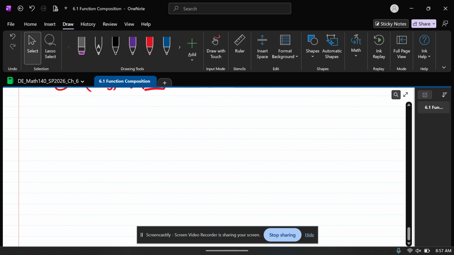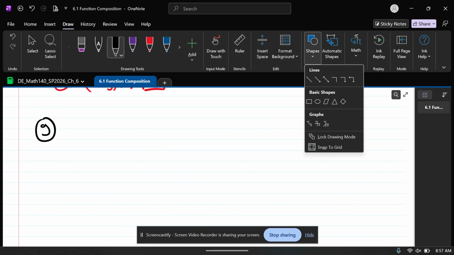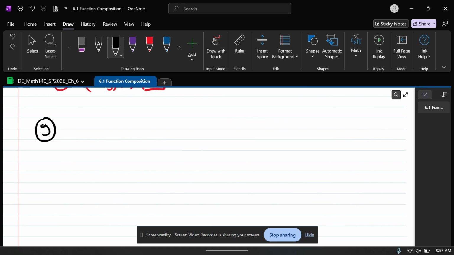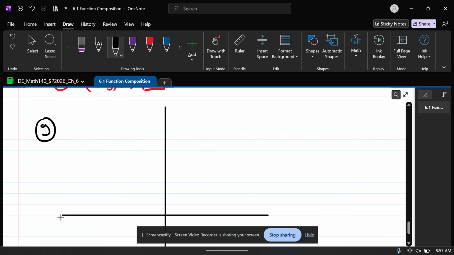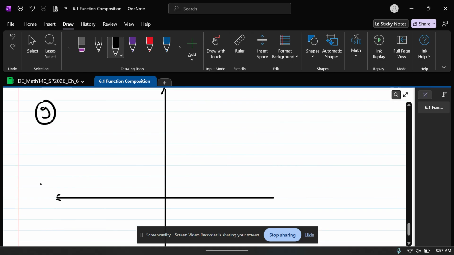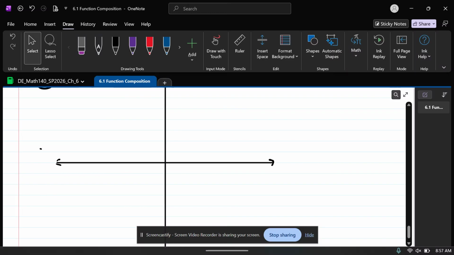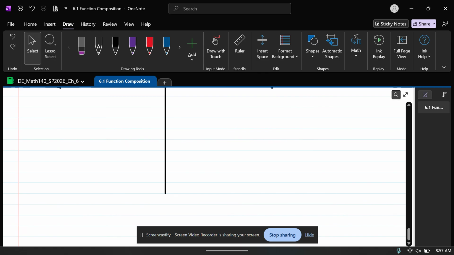I'm going to sketch a graph here. It's not going to be exactly perfect, but it's okay. I've come to terms with it. It doesn't have to be perfect. Striving for perfection is a noble thing, but it leaves a lot of stress, especially on things that really don't matter as far as how perfect they have to be.